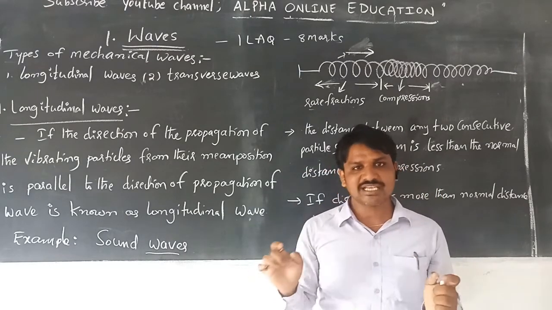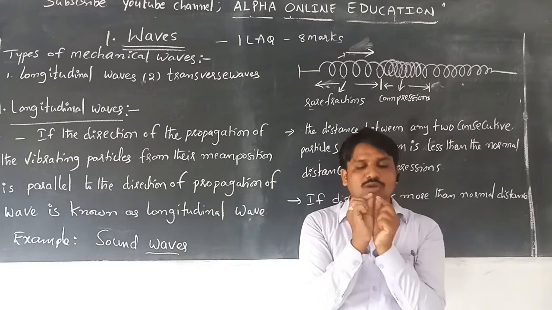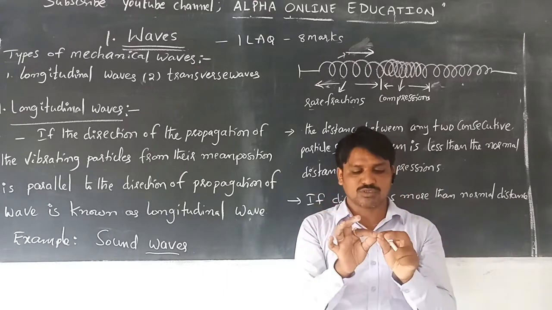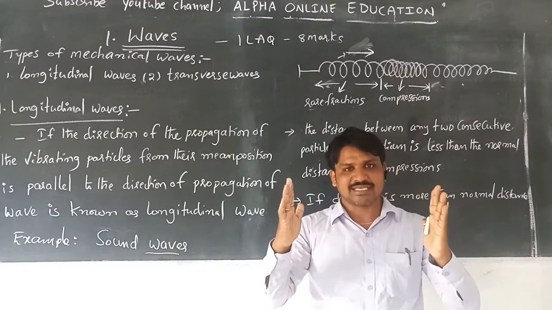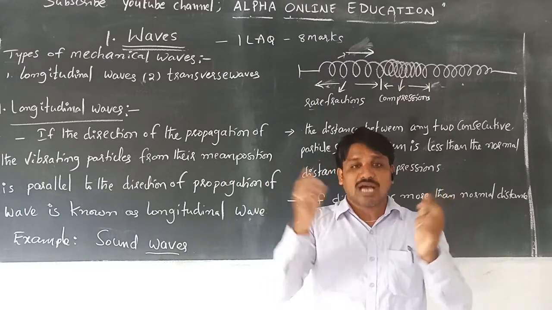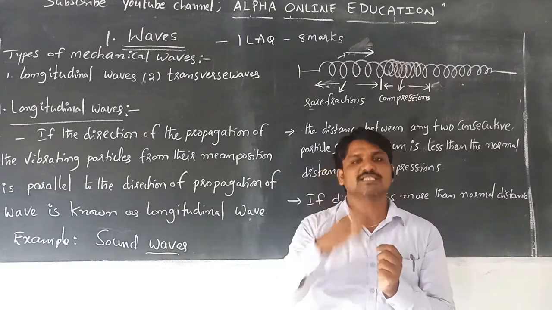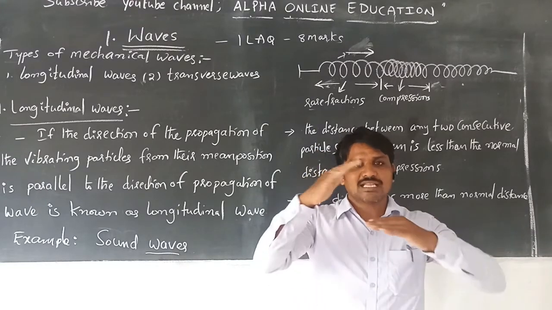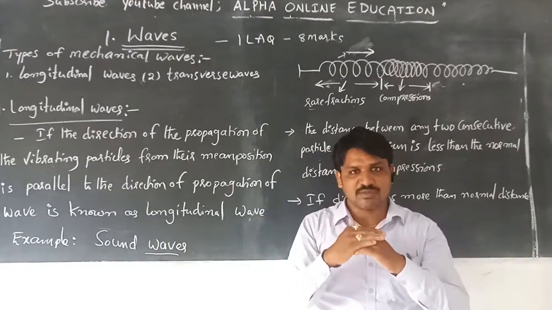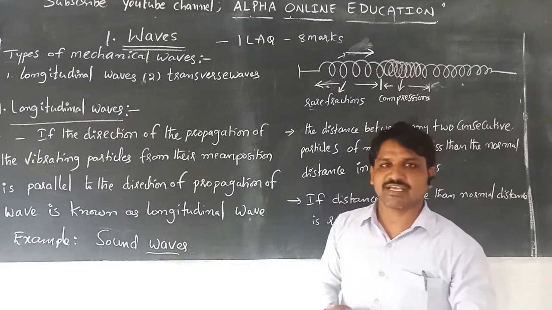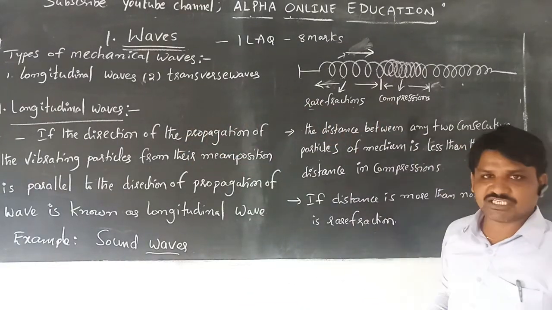If we do not apply any force on the spring, it will stay at the normal distance. If we use force to expand it, the distance will increase. And when the medium, the spring, is in simple harmonic motion, it will start oscillating, and compressions and rarefactions will be formed. That is why in longitudinal waves, compressions and rarefactions are formed.